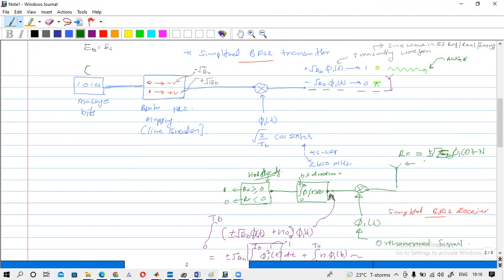We are going to have our message signal, let's say m_i, and we will have this bipolar NRZ mapping. We will use this as our transmitted symbol. We have generated this waveform, but in this simulation we are not going to generate these waveforms. This is our transmitted symbol, plus or minus root Eb.